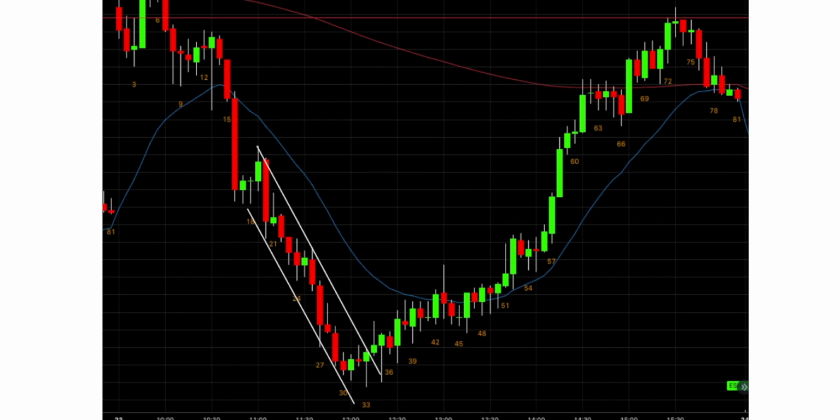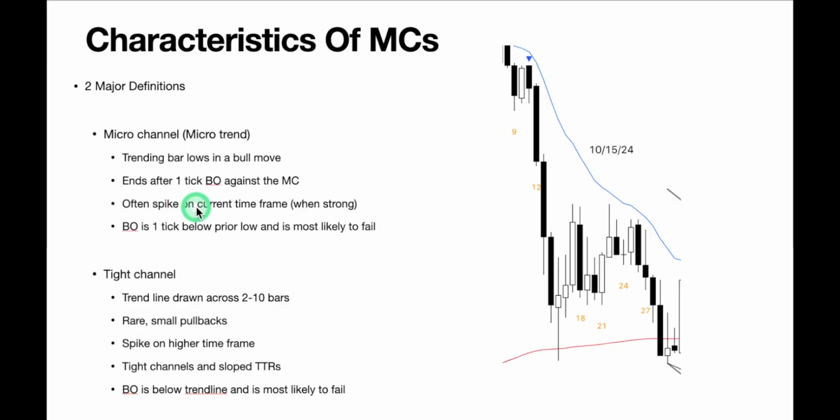So based on how Al defines it now, a microchannel is when there are trending bar lows in a bull move and trending bar highs in a bear move. So this is a bear move down. The highs are trending down. Every high is below or equal to the prior high. And then when we go one tick above the prior high, that microtrend is over.